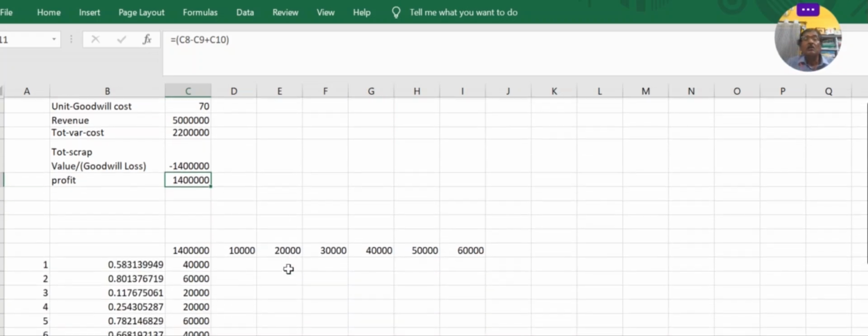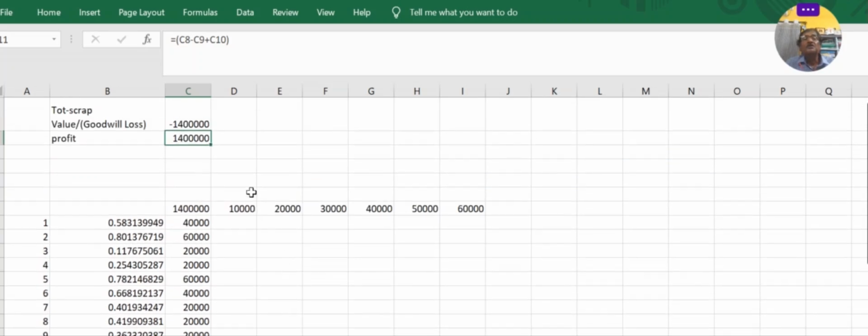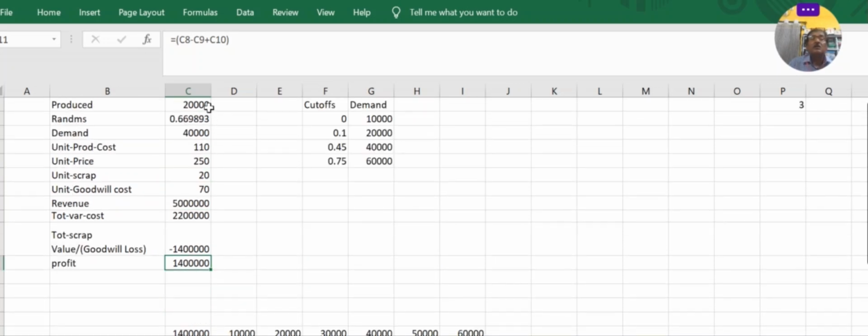Now, this is the profit for one iteration. One iteration means one production quantity and one demand. Demand comes through a random number.